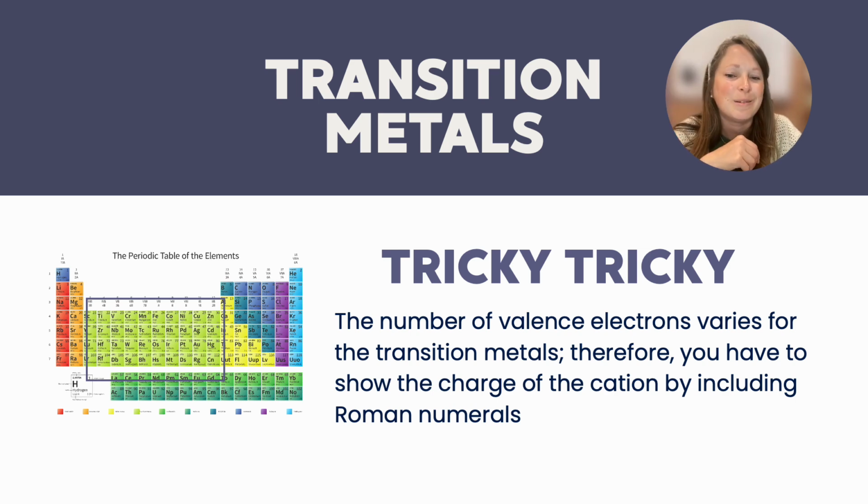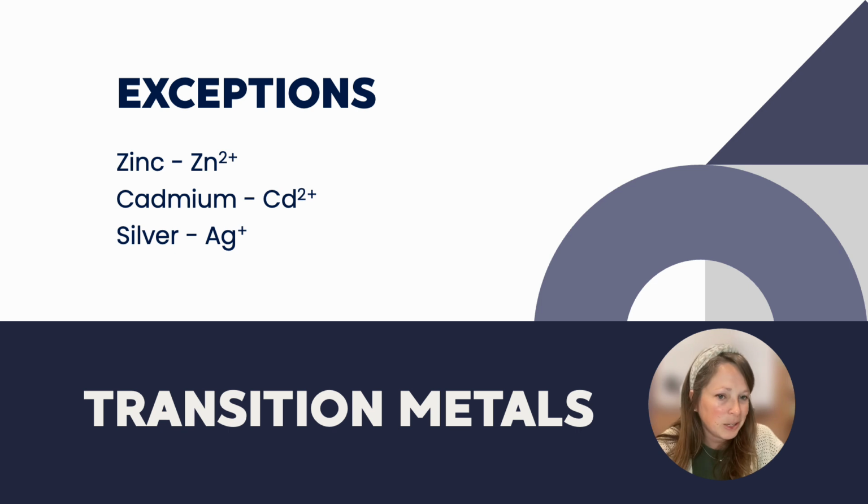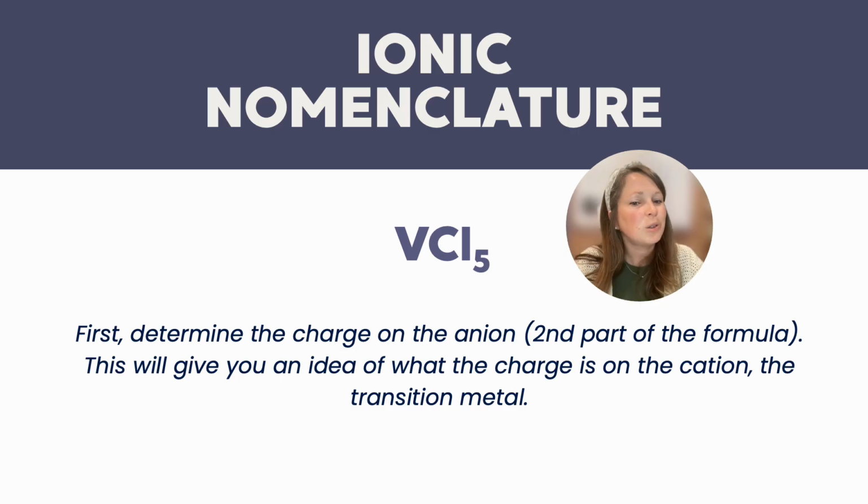When it comes to transition metals, it's a little bit more tricky, right? Just a little bit. So basically, as I've indicated, the number of valence electrons vary. So what we have to do is show the specific charge using Roman numerals. There are a couple exceptions. Zinc is always +2, cadmium is always +2, and silver is always +1. I would memorize these, unfortunately. But for the most part, you are going to use the charge of the negative anion, the second portion of the formula, to solve the mystery of what the positive charge of the cation is.